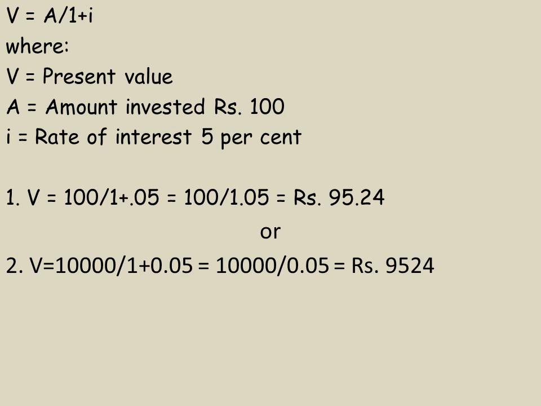I have given you another example. If I am going to receive 10,000 next year, what is the value of 10,000 in today's time? 10,000 divided by 1 plus 0.05 is equal to 10,000 divided by 1.05. Actually, I made a mistake. 10,000 divided by 1.05 totally gives 9,524 rupees. If I am going to receive 10,000 next year, the value of 10,000 in today's time is about 9,500.